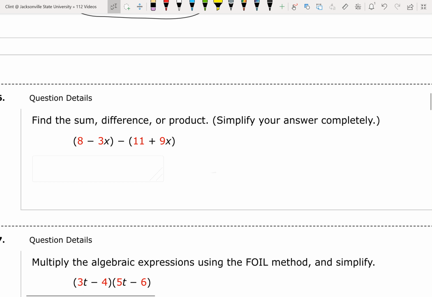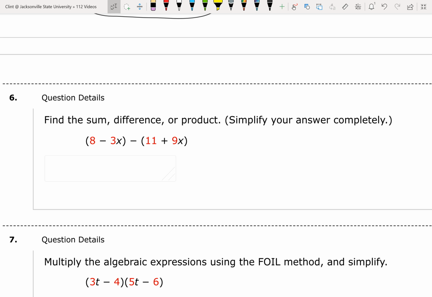Okay, number 6, I believe. Number 6 says find the sum, difference, or product. So here we have a minus sign, so we're finding the difference of these two algebraic expressions, or you could say these two polynomials. Remember, when we have a minus, the thing to keep in mind is we need to distribute the minus sign, like we're multiplying through by negative 1. So if we do that, the first part stays the same, 8 minus 3x, and then we'll have minus 11 minus 9x.